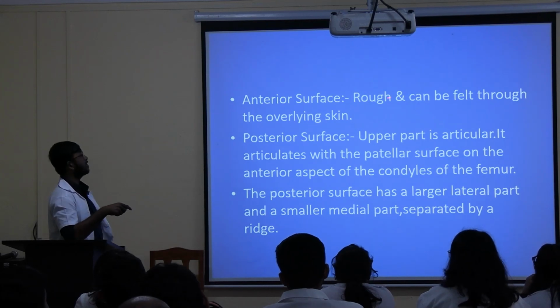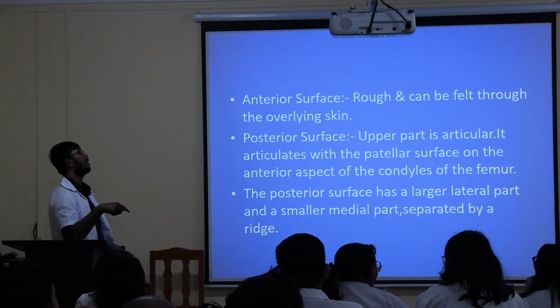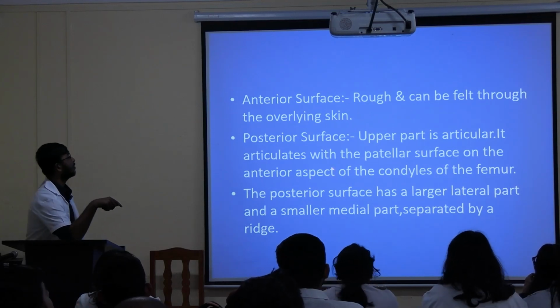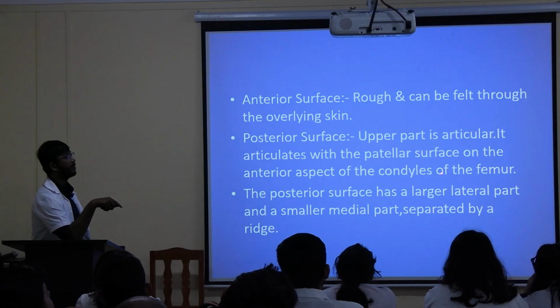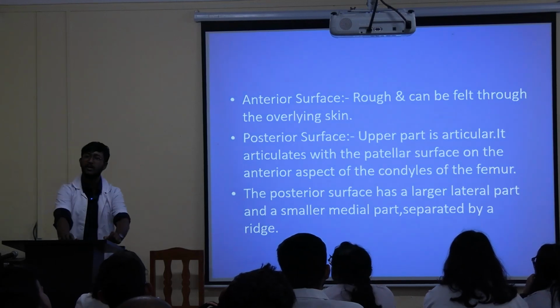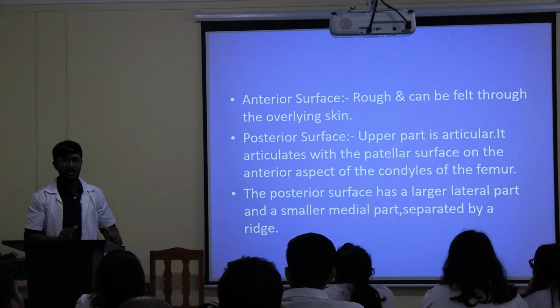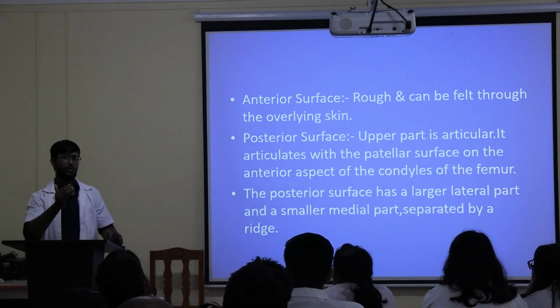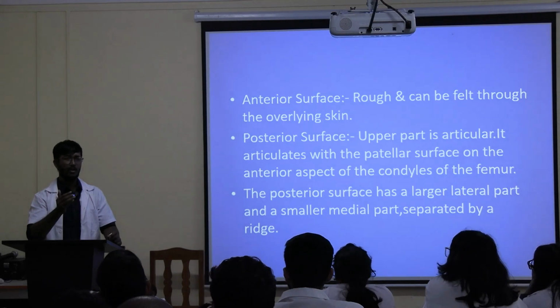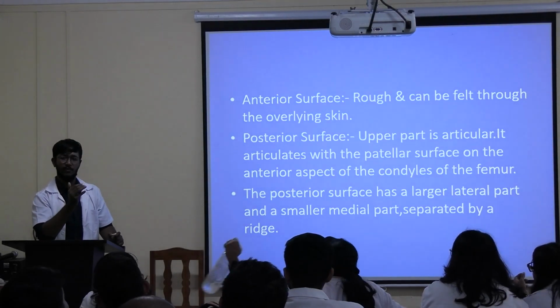Now the anterior surface is rough and can be felt through the overlying skin. Posterior surface, upper part is articular. It articulates with the patellar surface on the anterior aspect of the condyles of the femur. So the femur has how many condyles? Medial and lateral condyle. The medial condyle articulates with the medial part of the posterior surface of the patella, and the lateral condyle articulates with the lateral part.